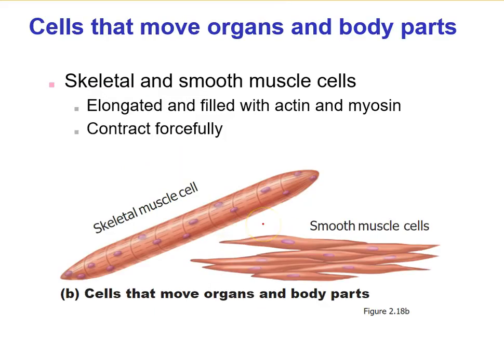The next group of cells specializes to move organs and body parts. We have skeletal and smooth muscle cells. As you can see in this picture, these cells are elongated and filled with actin and myosin filaments, which are the contractile proteins the cells need to contract and make movement.